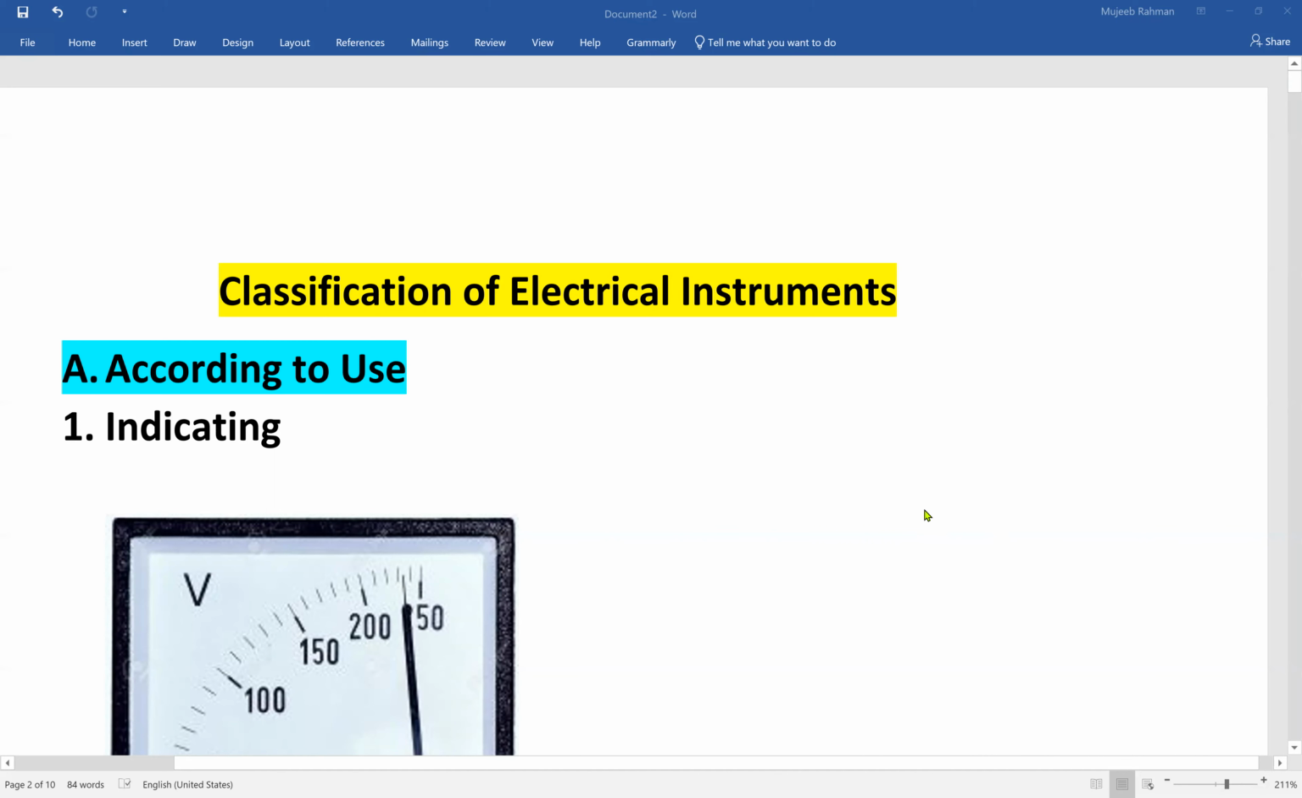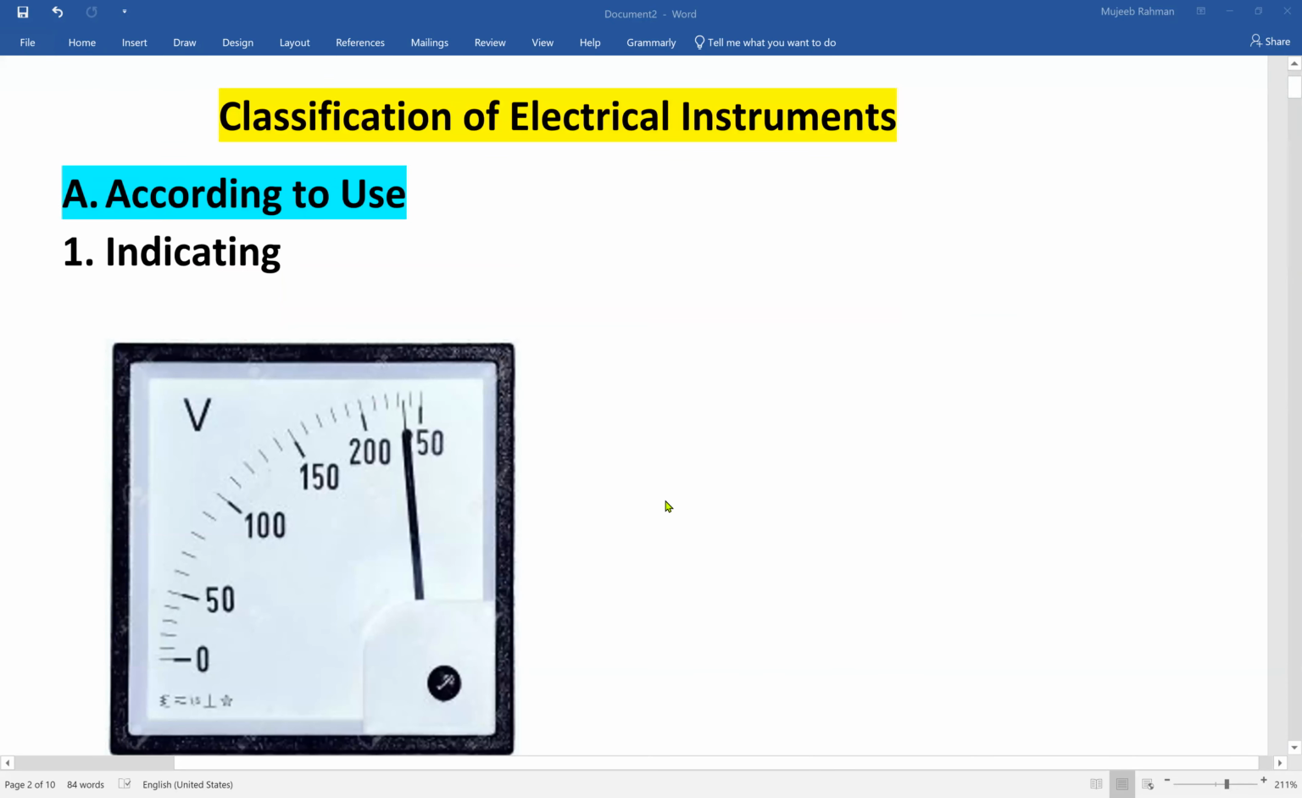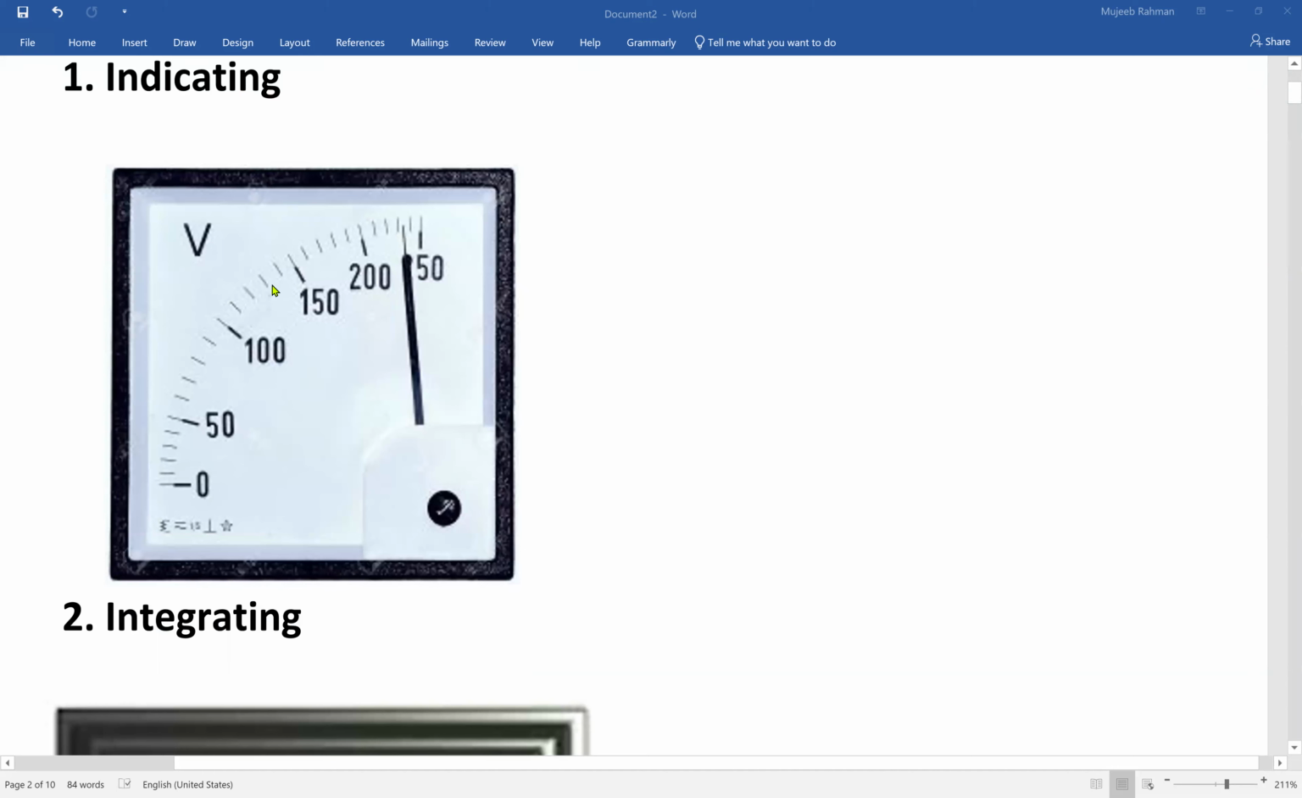The first classification is according to the use. The first kind of instrument is the indicating instrument. These instruments are normally used to indicate the value of a particular electrical quantity, such as voltage, current, power, etc. This instrument consists of a calibrated scale and a pointer, and the pointer indicates the value that is being measured.